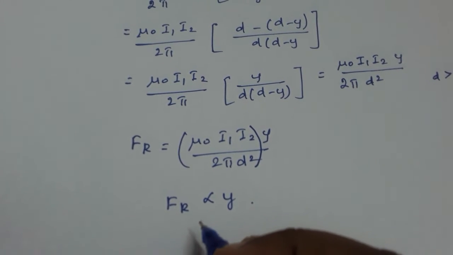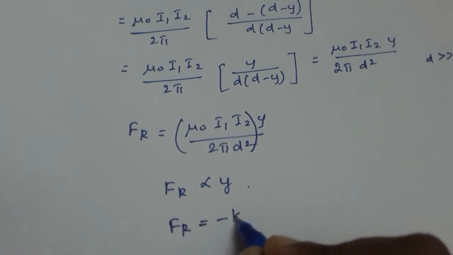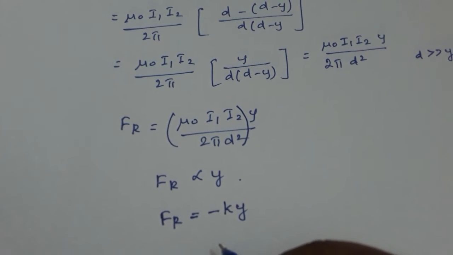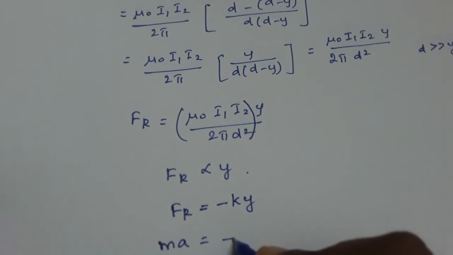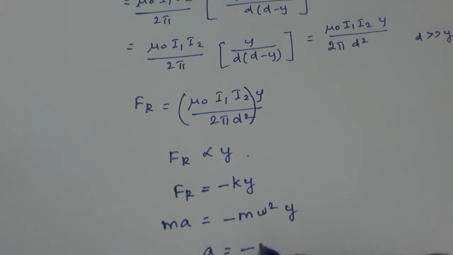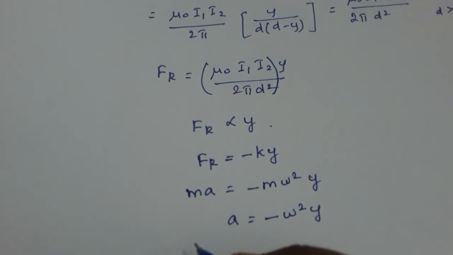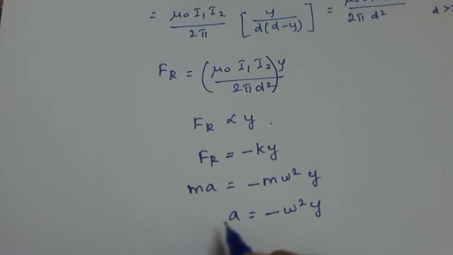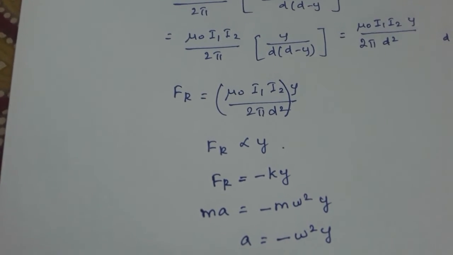So we can write Fr is equal to minus k into y, because the force and the displacement are in opposite directions. We know k is equal to m omega square. So we can write the resultant force ma is equal to minus m omega square y. So a is equal to minus omega square y. This is the equation for simple harmonic motion. Now the restoring force acting here is Fr is equal to minus ky. So from that we can find it out.